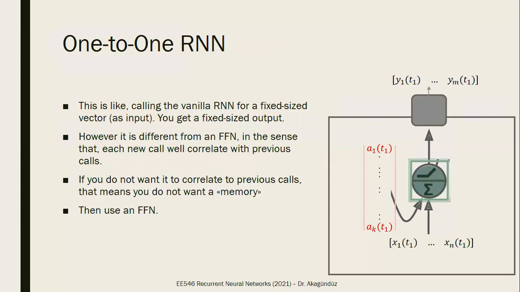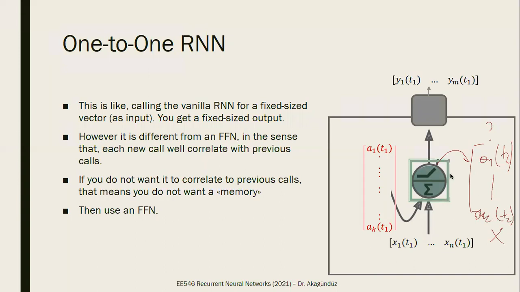So in this case, a one-to-one RNN is no different than an FFN because you're not using the next state that you come across here. Because if you call it with one input and get one output, sorry, let me get my pen. Okay, so at the output, there will be A1, T2 to AK, T2, right? But I'm not using it because I get the input, I got the output. So it is no different than an FFN.